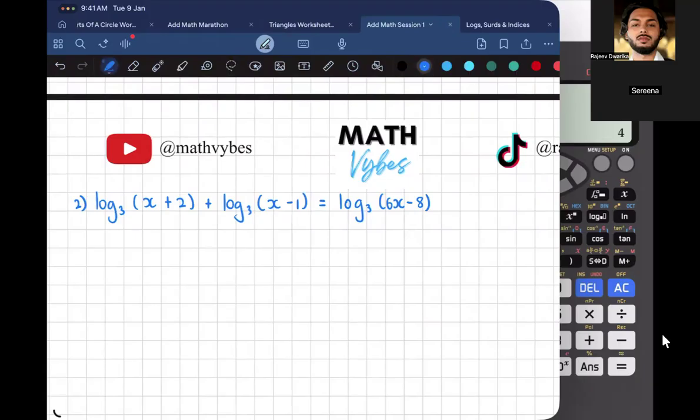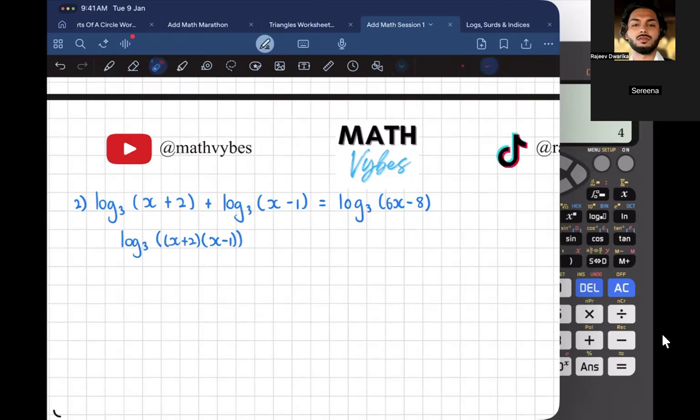So first things first, I'm going to apply the product rule on the left-hand side because we have the same base and we're adding. So that's just going to be log base 3 of (x plus 2)(x minus 1). I like to put an extra pair of brackets just for safety, right? Because here, right, Serena?